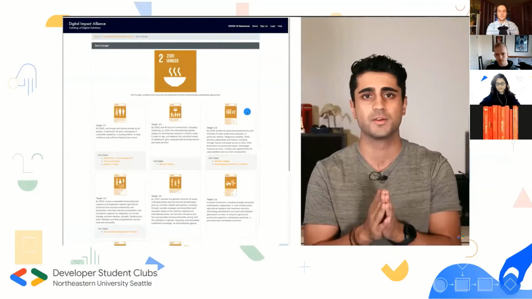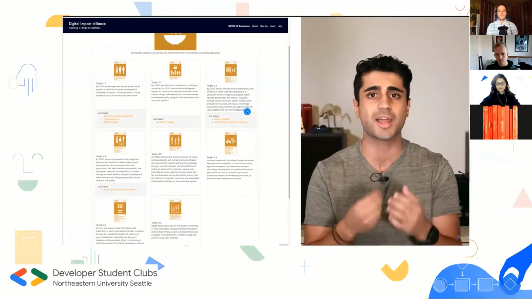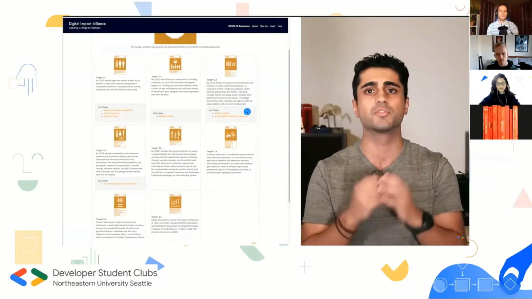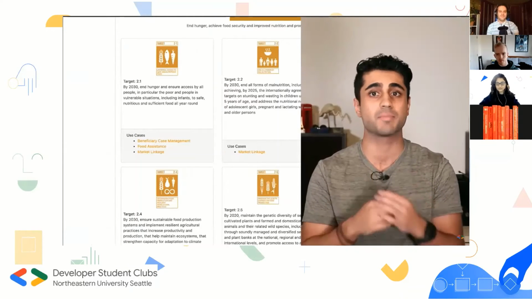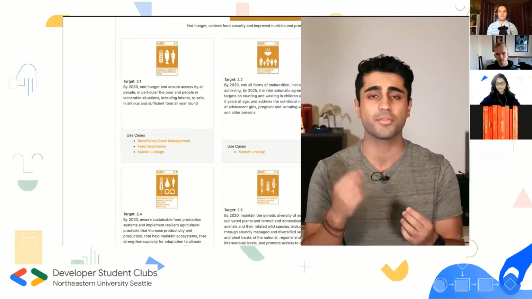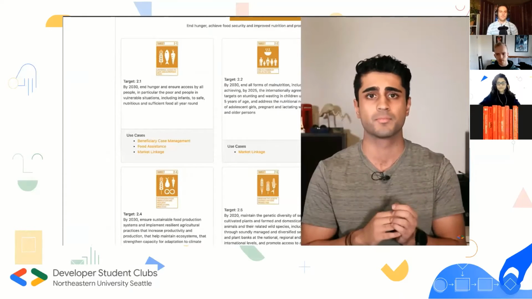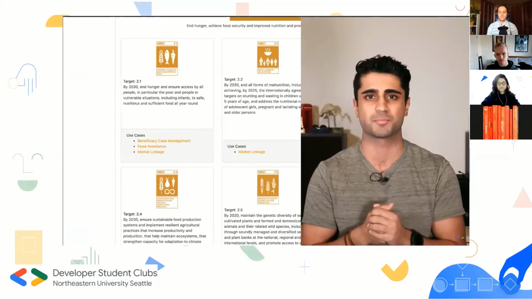This goal has 8 targets, which help you focus on solving a certain aspect of the goal. For example, Target 1, which summarizes as end hunger by ensuring access by all people to good, healthy food all year round. Okay, so immediately ideas start to spark.